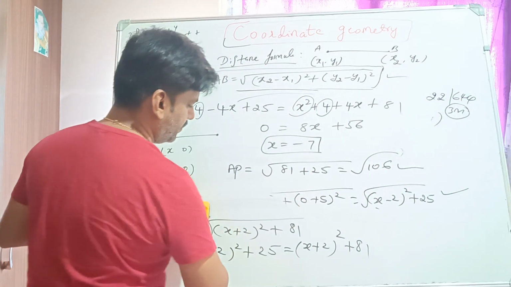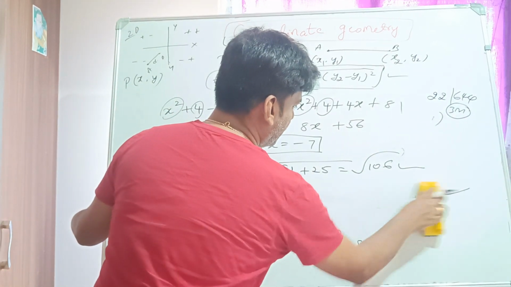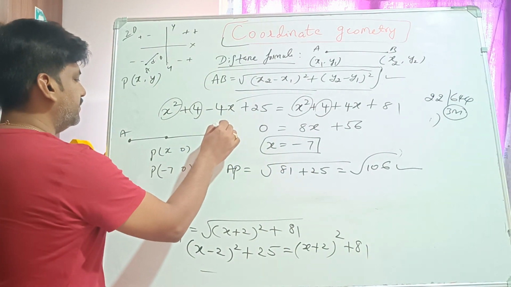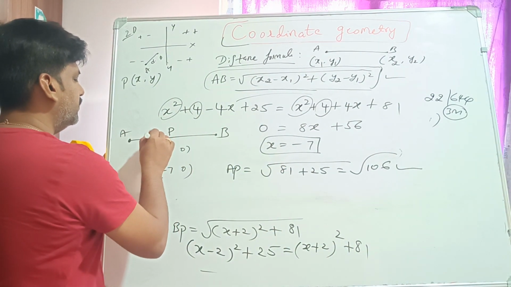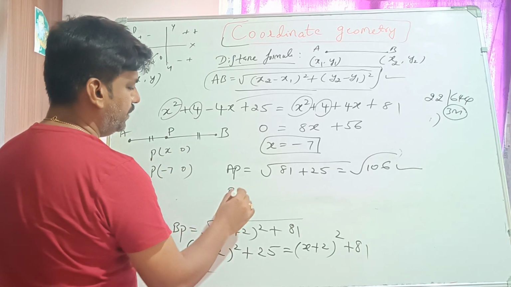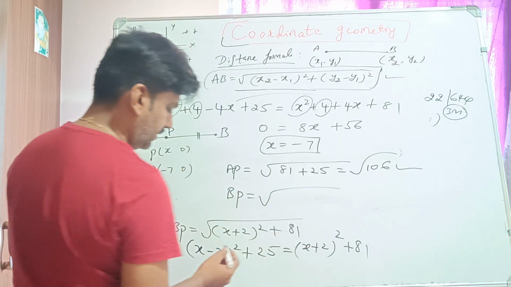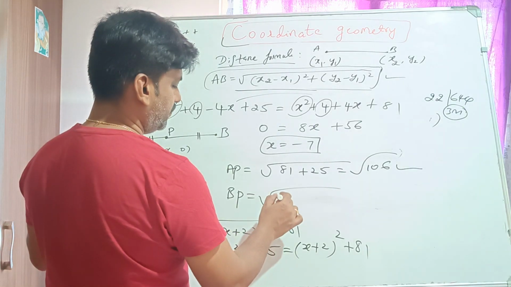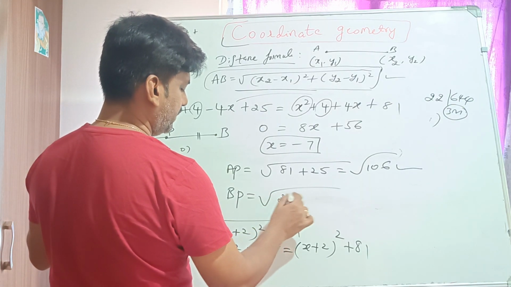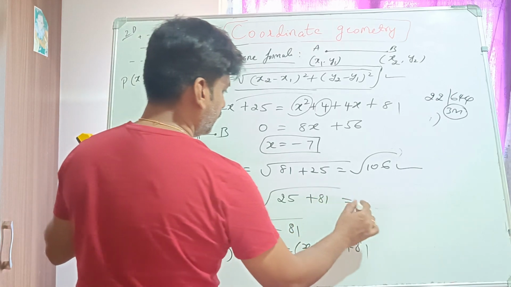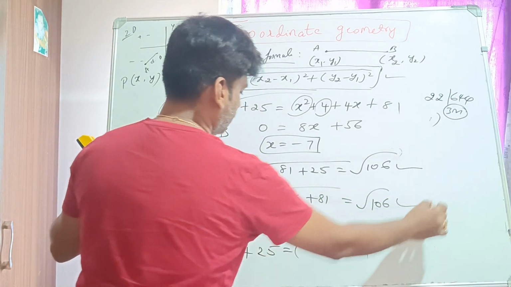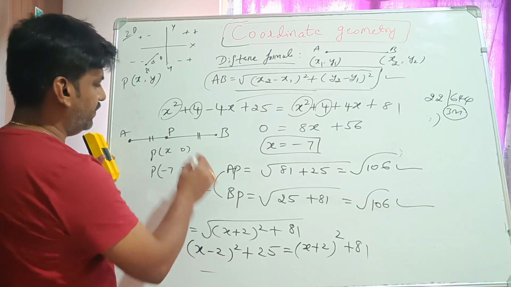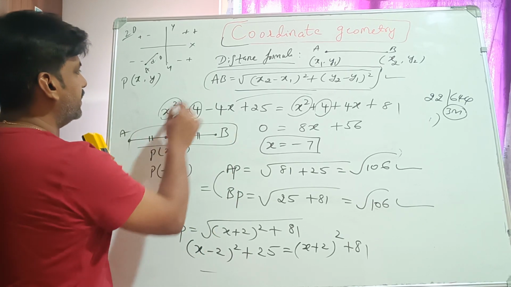Then we should get what is the BP value, because they are asking it is equidistance. It is A and it is B and it is P. So we should find what is BP. Just substitute here. X is minus 7 plus 2 is minus 5. Minus 5 square is 25 plus 81. So this value is also 106, right? So from this what you should understand, AP is equal to BP. That is what the equidistance they have given in the problem.